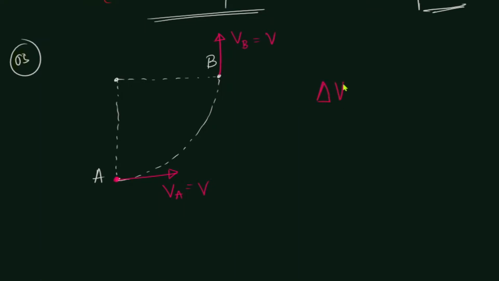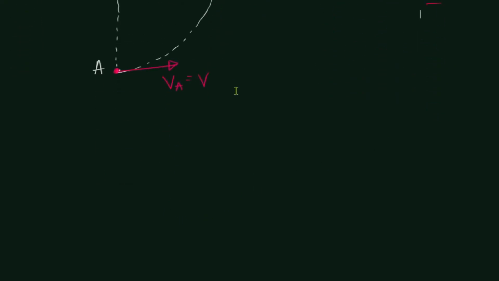That means we need to find delta V. VB minus VA, the change in velocity. You need to understand velocity is a vector quantity. So let us represent the two velocities: VA, and this is VB. The angle between these two vectors is 90 degrees.